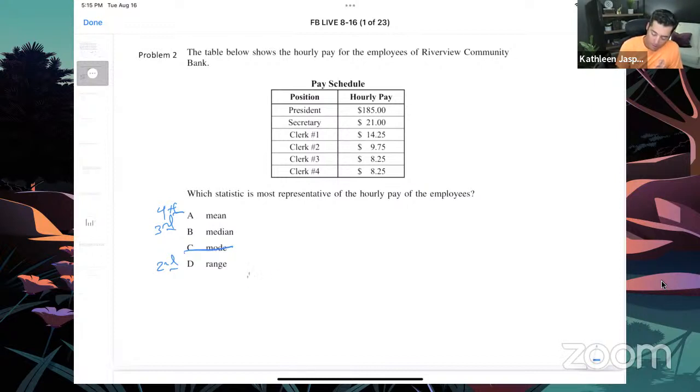Just so you can see it, 185. Minus 825, because range is high and low. 185 minus 825. I got $176.75. So going into this job, would you expect to get paid $176?